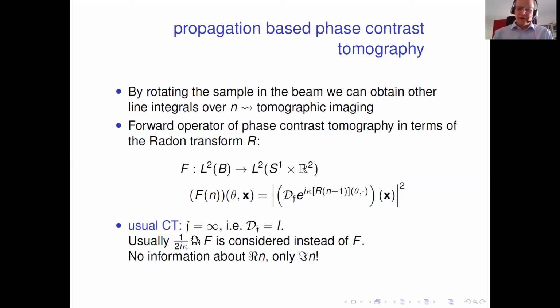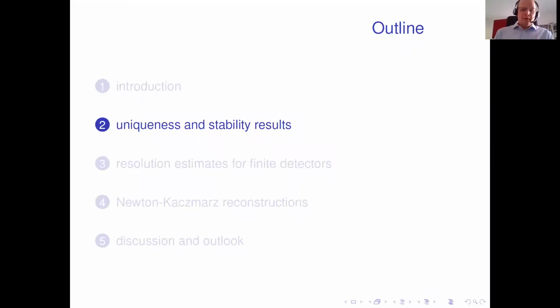Okay, and in usual CT, as I said, we just exactly look at the exit wave. So the Fresnel number is infinity, and this Fresnel propagator would be the identity. And then typically one would take a pointwise logarithm here, and then you just have the Radon transform. Okay, so now let's turn to the mathematical analysis of this imaging modality, and to start with is the question of uniqueness.